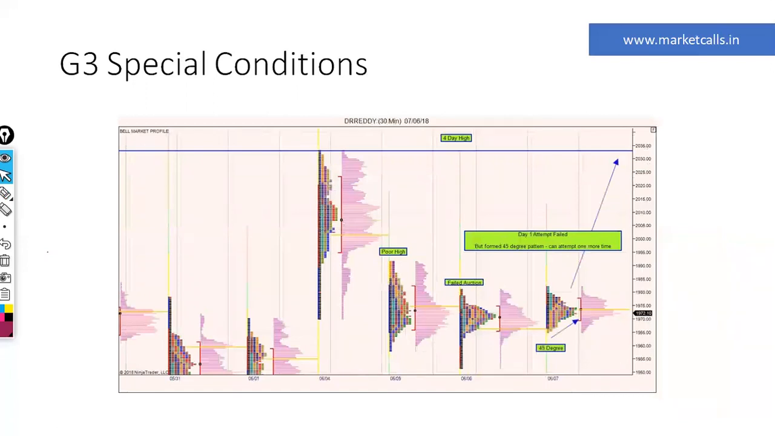Okay, this is the Dr. Reddy G3 pattern. You look at the pattern. It forms a one-day high. The second day it forms a poor high. The third day it forms a failed auction.